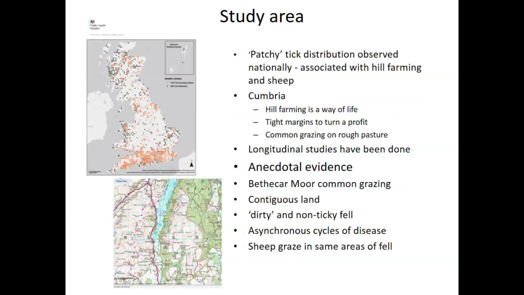Okay, so where do we commit our study? As I mentioned, hill farming is often associated with ticks, which are generally on the rise globally and nationally. And ticks typically exhibit a patchy distribution, as you can see from this map that I've pulled from PHE, which shows Ixodes ricinus distribution.